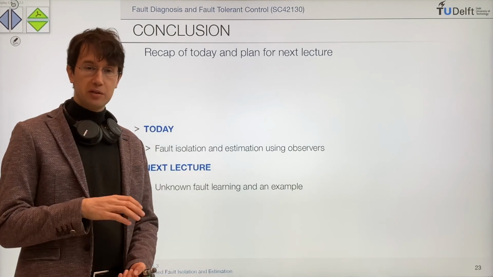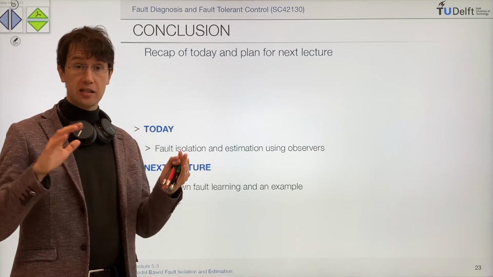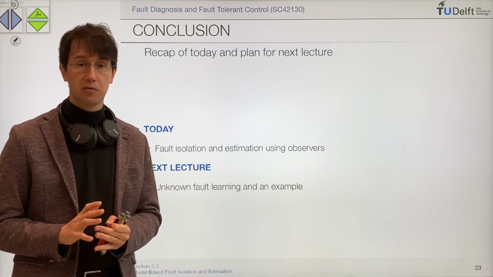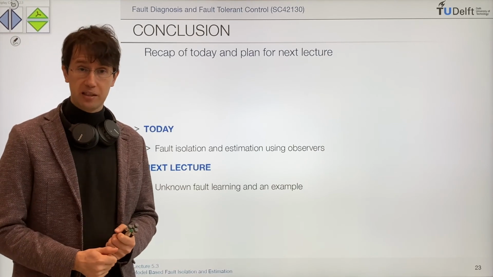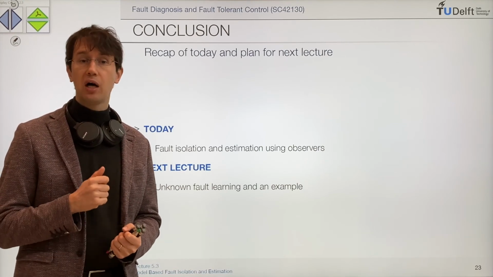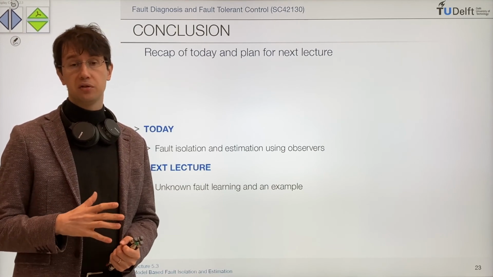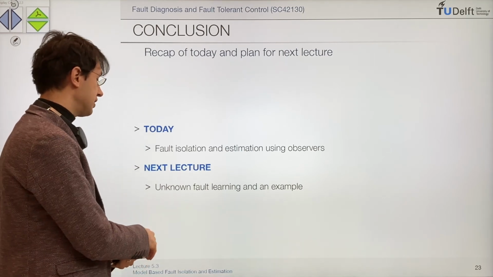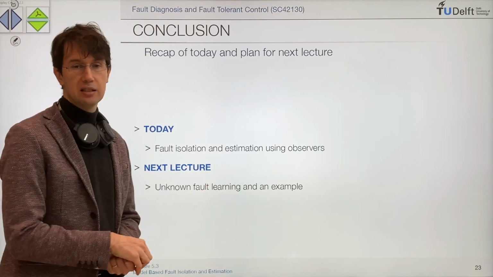Okay, so today we presented how the approach based on the generalized observer scheme with fault isolation and estimators, one for each possible fault, works. We've shown how to learn the parameters online, and we showed how to derive a threshold that is robust and that allows us to do isolation. In the next lecture, we will consider the case of learning an unknown fault, and we'll present a simple example.